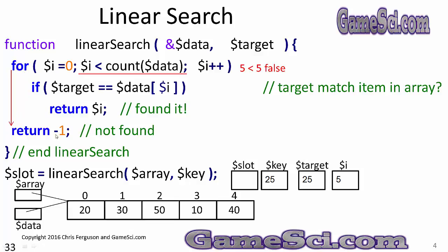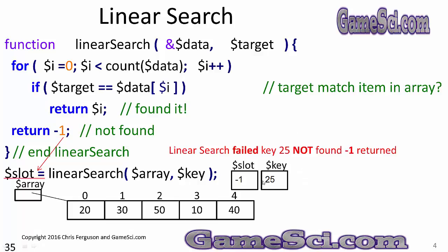When this for loop exits, it will get to this return statement. This return statement returns a -1. It sends back a -1. Now, who gets the -1? Whoever called linear search. In this case, $slot gets the -1. And the -1 in that variable is an indication that linear search failed. The key 25 was not found. And the -1 tells the caller, no go. It's not in the array.